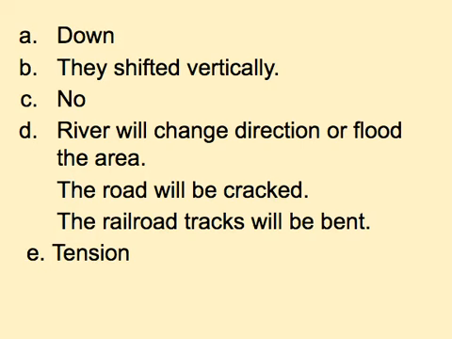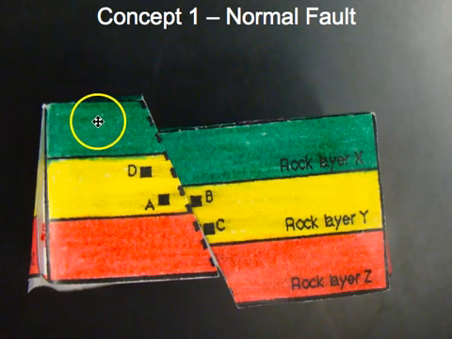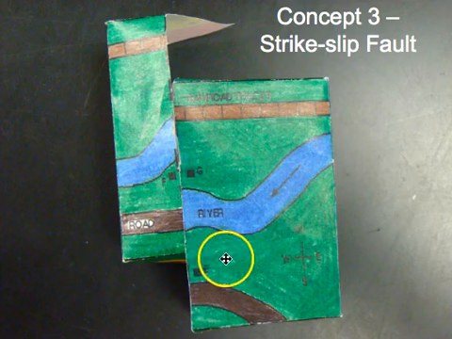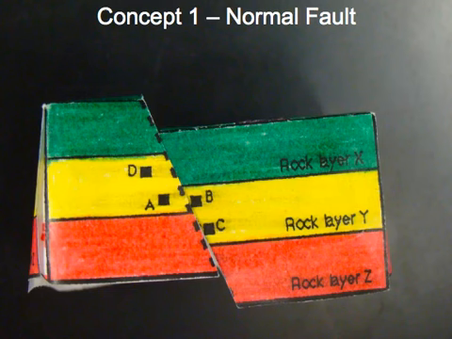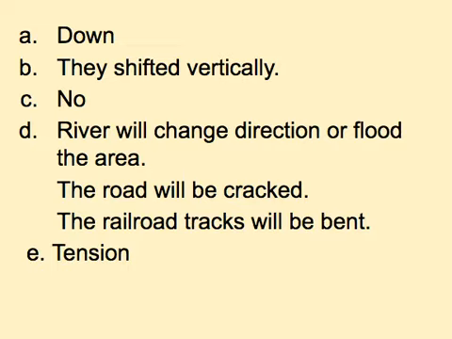So what likely happened to the river, the road, and the railroad track? So look at the top of it and look at it from the side. Depending on how you look at it, there's this gap right here. So it's going to change. Now if we go down a little bit, and if the water's flowing in this direction, and look at your model to make sure, but this would tell you that it would be dammed up. So the river will change directions or flood the area.